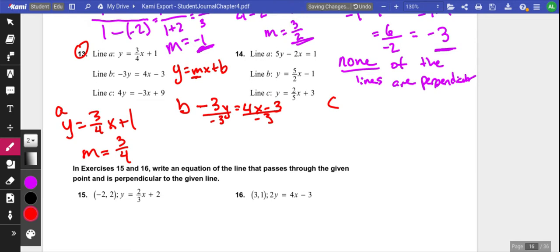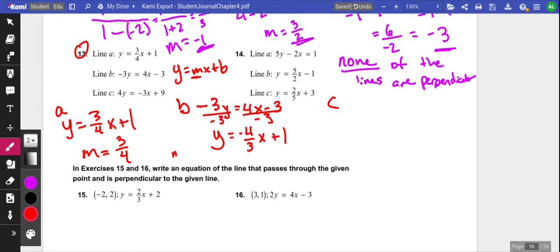So I know that negative 3 cancels. I'm just left with y. Then I'm dividing each of these terms by negative 3. So 4 divided by negative 3, I'm going to get negative 4/3. And then negative 3 divided by negative 3 is positive 1.